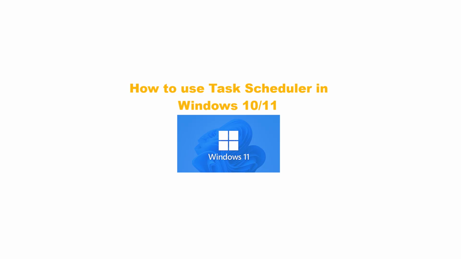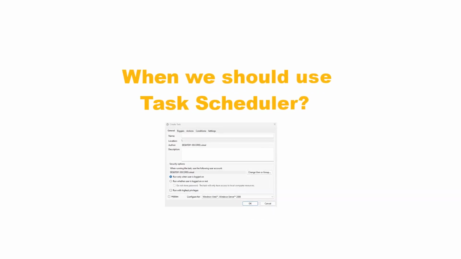So let's get started. The first question is when we can use this. Imagine a situation where you want to give yourself a reminder. Let's say you are sitting long hours in front of a computer. You can give yourself a reminder, or probably you want to be reminded about something at a certain time. You can use this feature. It works very well.